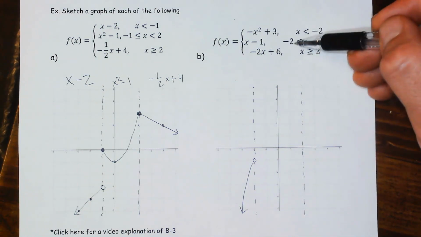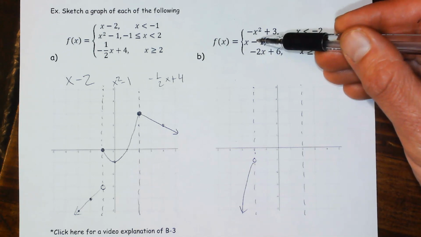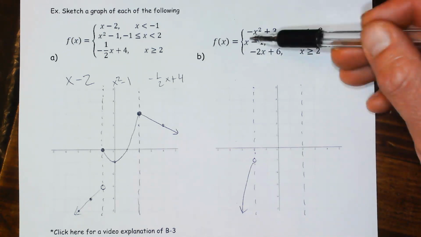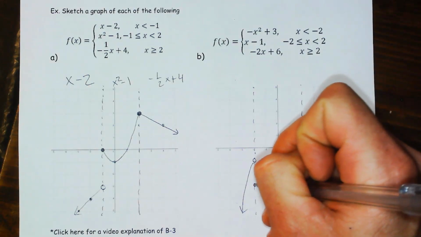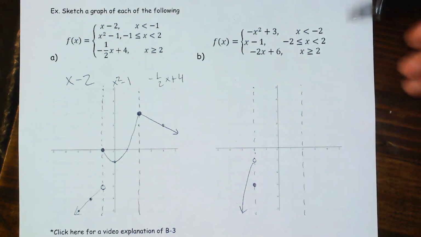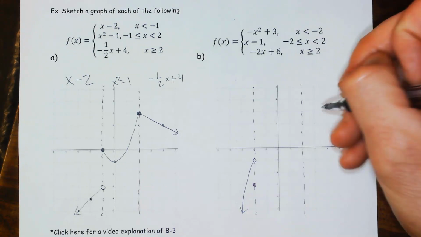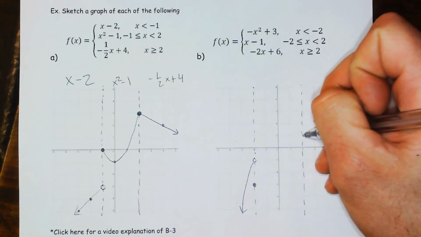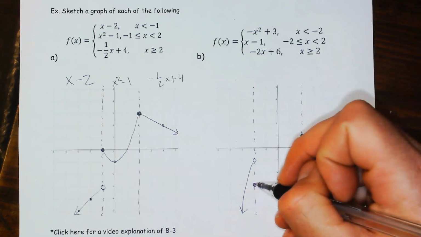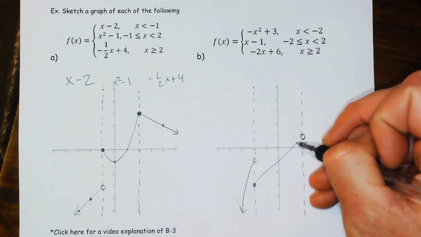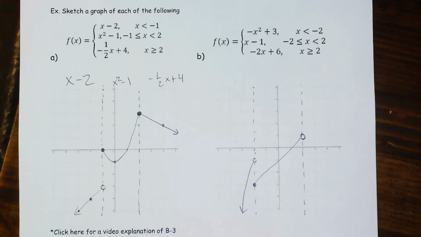Now, if I plug in negative 2 to this function, negative 2 minus 1 is negative 3. So I'm going to have a solid dot at negative 3. If I plug in 2, I would get 1. So I'm going to have an open dot at the point 2, 1. The nice thing about this one is all I have to do is connect the dots because it's a straight line. As long as you have 2 points, you can make a straight line.